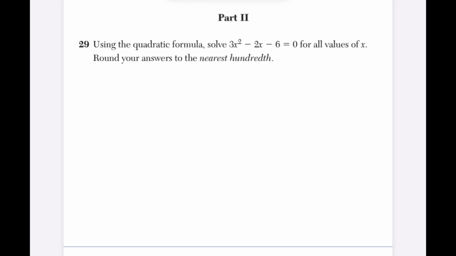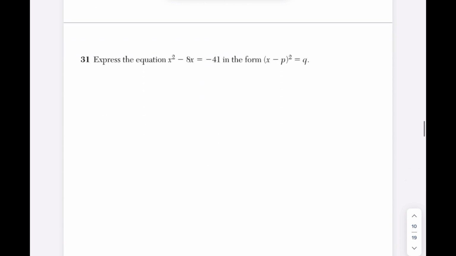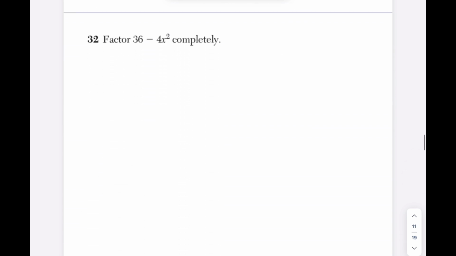Hey guys, we're going to go over the last 4 questions of part 2 on the January 2024 Algebra I Regents. If you want to see the first 4 questions, 25 to 28, I went over those in a previous video. So, a quick preview of the problems I'm going to explain to you today. We have a quadratic formula problem, we have a piecewise function, we have a completing the square problem, and we have a factoring by difference of squares problem.